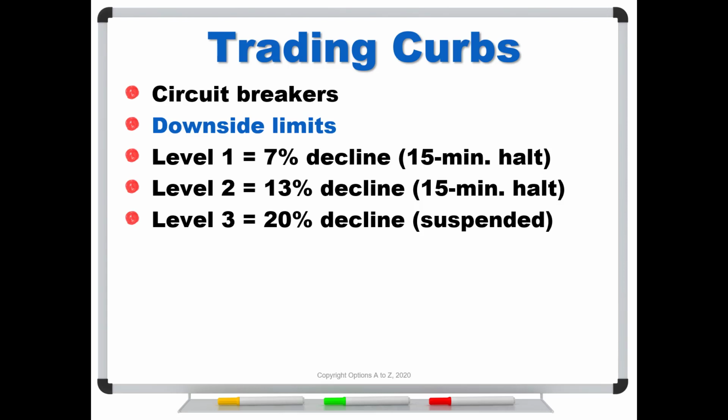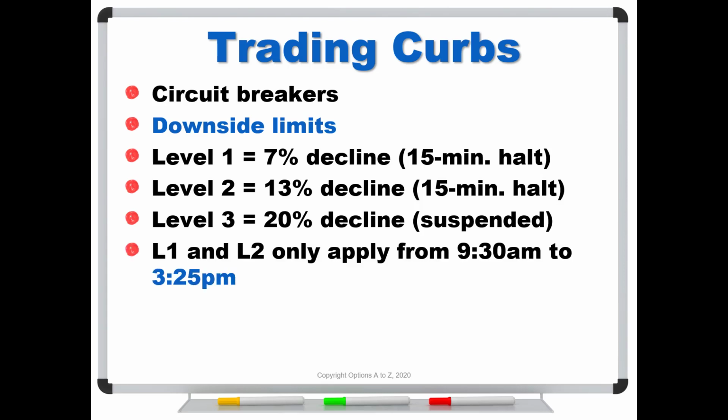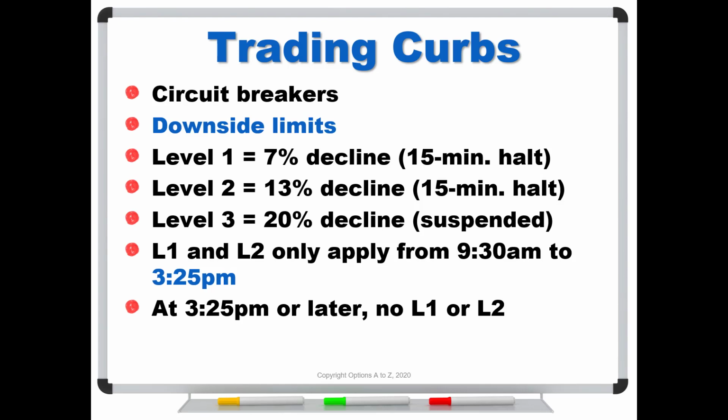It's important to understand, and this is where it can get a little confusing, that level 1 and level 2 only apply from 9:30 a.m. to 3:25 p.m. Again, this is Eastern Time. If it's 3:25 p.m. or later, there is no level 1 or level 2 curb. So you could have a situation where the market is really starting to tank and it might be 5 or 6% down, but then the clock hits 3:25 and it goes 7% down and you're going, why isn't it halting? It could even go 13% down and still continue to slide. The only time you can get the 7% or 13% decline trading halts is during the market open and up to 3:25 p.m.